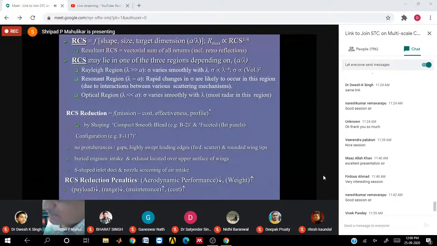From the point of view of accuracy of the measurements, and how this accuracy compares with computational electromagnetics, I don't have that information. But I'll keep your question in mind. Whenever I meet any defense scientists, I'll try to get academic unclassified information on this. Is that fine? Okay, sir. Okay, any other query?